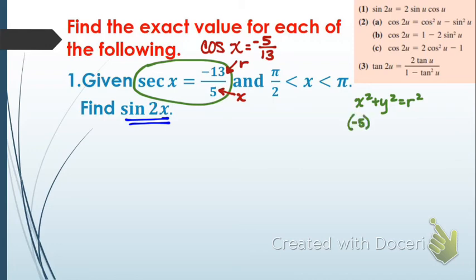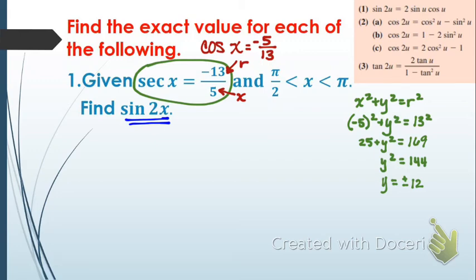So I have negative 5 squared plus y squared equals 13 squared. So 25 plus y squared equals 169. Y squared is 144. Are you guys starting to notice some of these numbers that keep showing up in our triangles? They're called Pythagorean triples, ones that make nice whole number triangles, like our 3, 4, 5s. This is another one. Yeah, 5, 12, 13 is another Pythagorean triple. So y is equal to what? Plus or minus 12. Do I want positive 12 or negative 12?